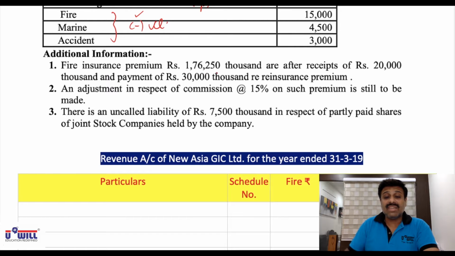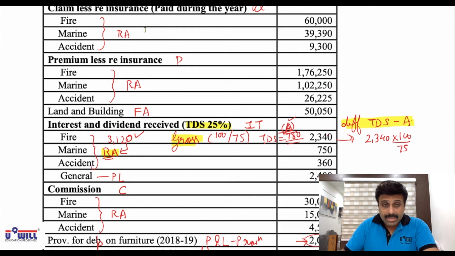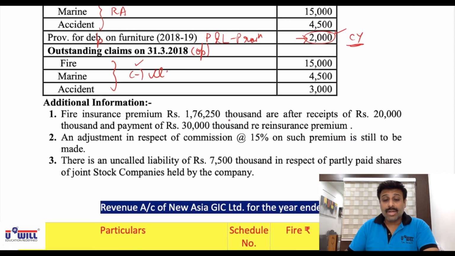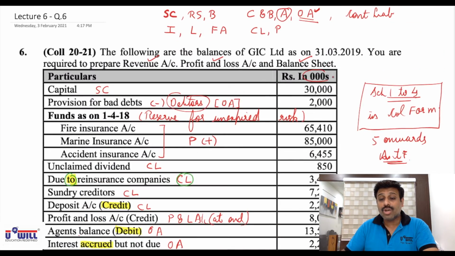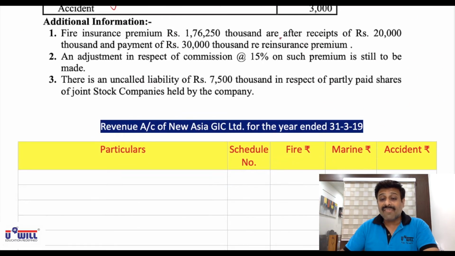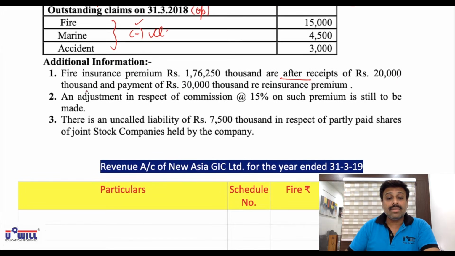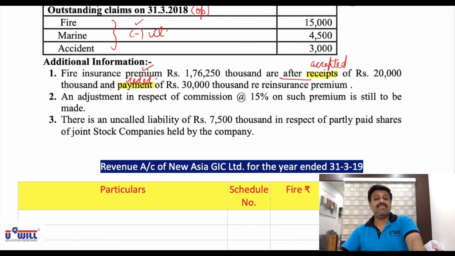Fire insurance premium 176250. See here you will find this. Rupees are in thousands, you all can see here. It is after receipts of 20,000. Now premium we always receive. So here the word receipts indicates that the premium is accepted. From the first lecture of GIC, General Insurance Company, I am explaining this. And the word payment indicates that it is ceded. Premium we always receive.